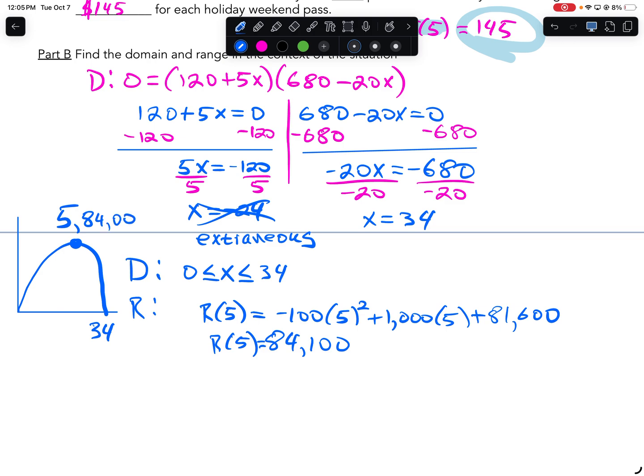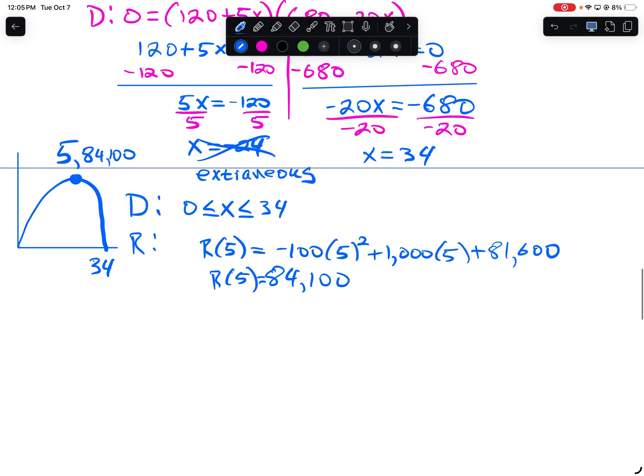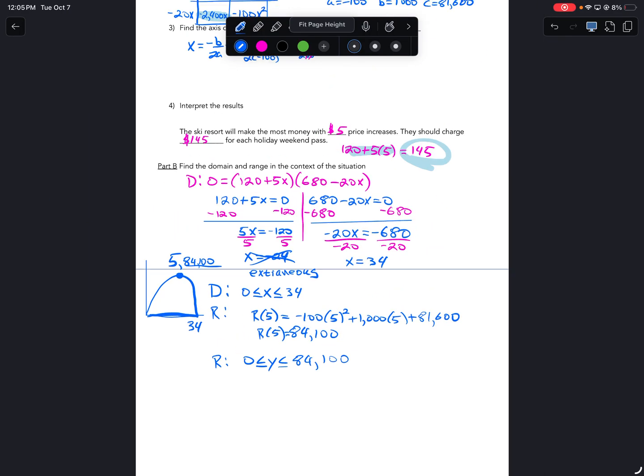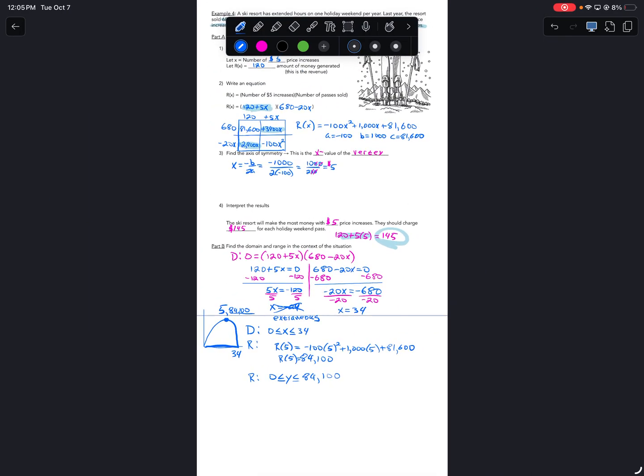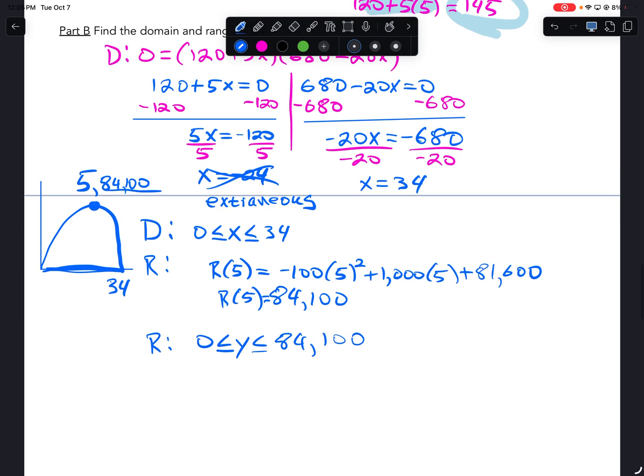84,100. So what is our range then? It goes from 0, which is the bottom down here, right, to 84,100 up there. So our range goes from 0, remember range has to be y, not x, to 84,100. So that's a whole lot of work on that single problem, right? We started it way up there. So it's kind of a pain, that thing, yeah?